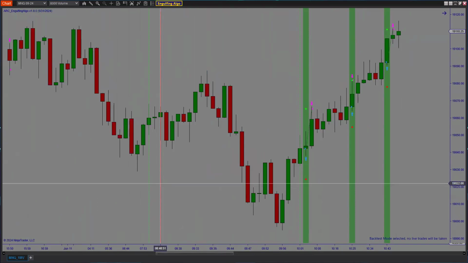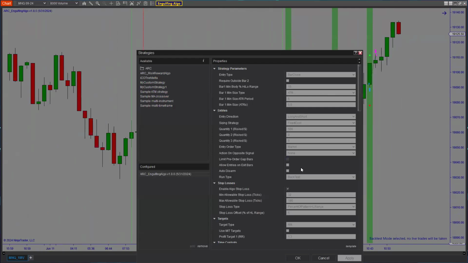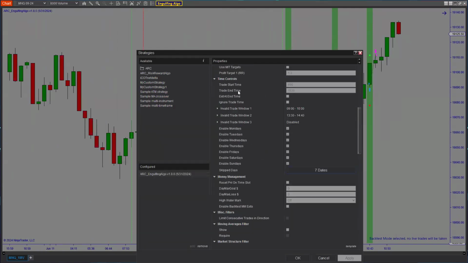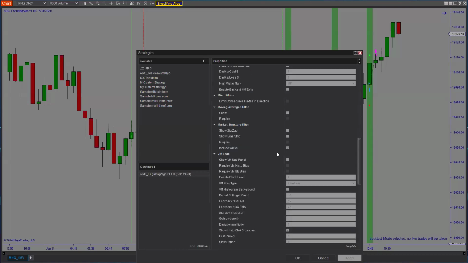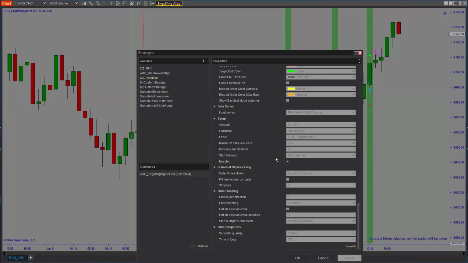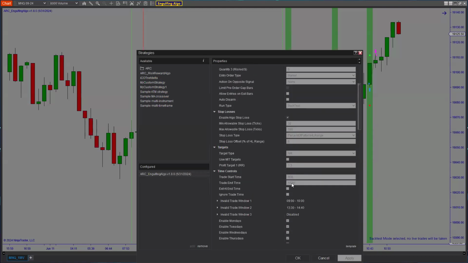This one is kicking in at 8:48. So I suppose it's probably 8:30. Let's go check. This one is... so 9 to 10, it's not trading. So really, I think, and then 1:30 to 2:40. And then the open and closing times are 8 to 3:30.